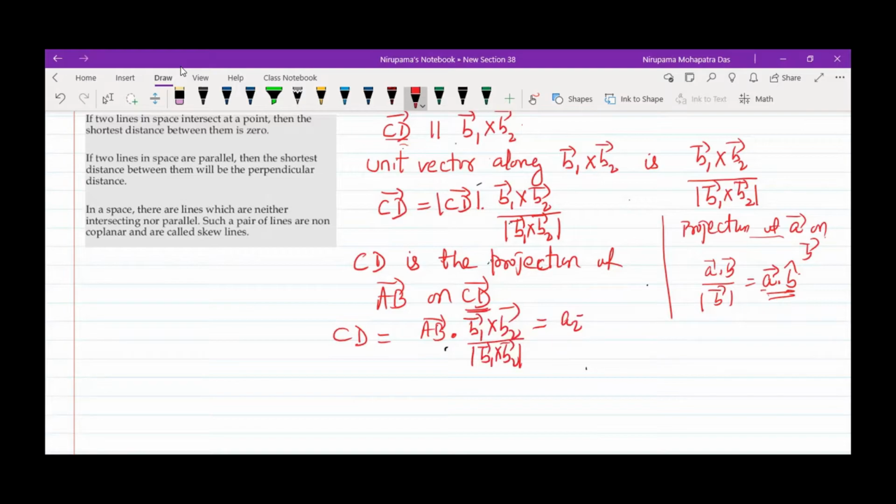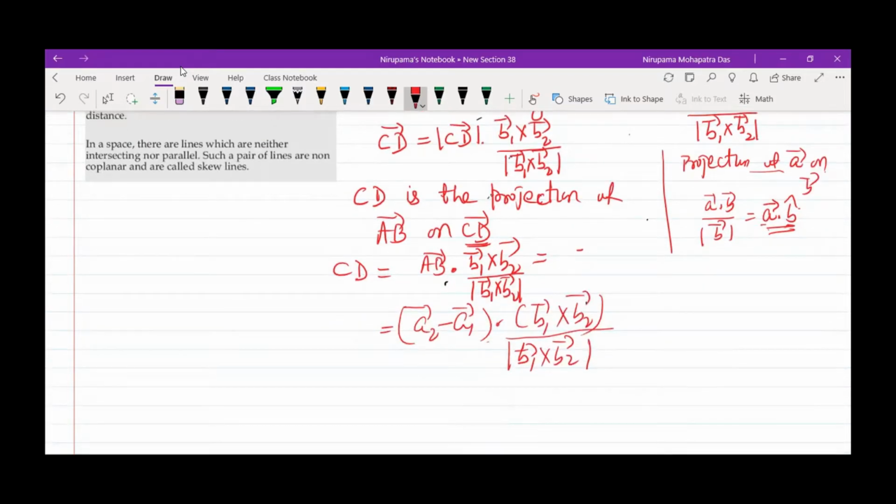So this is basically A2 vector minus A1 vector dot B1 cross B2, divided by magnitude of B1 cross B2. Okay, so this is the formula for getting the shortest distance between two skew lines.